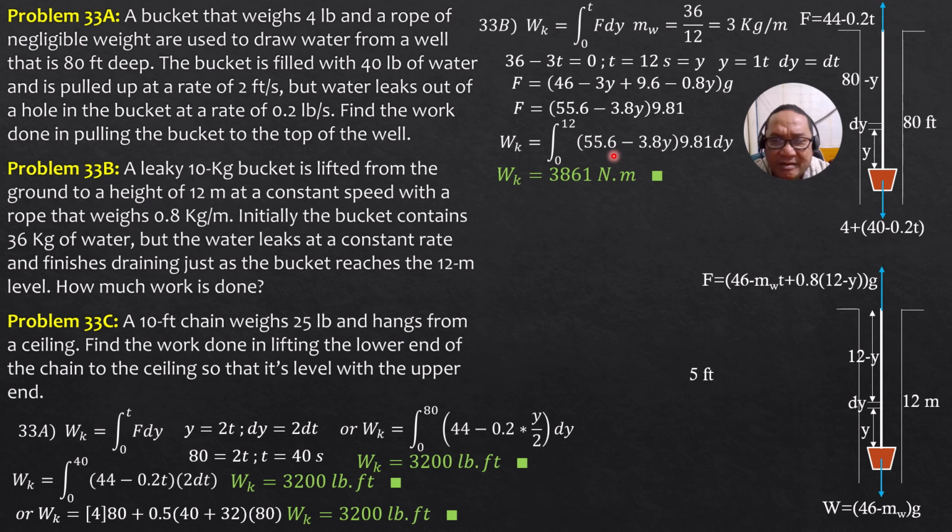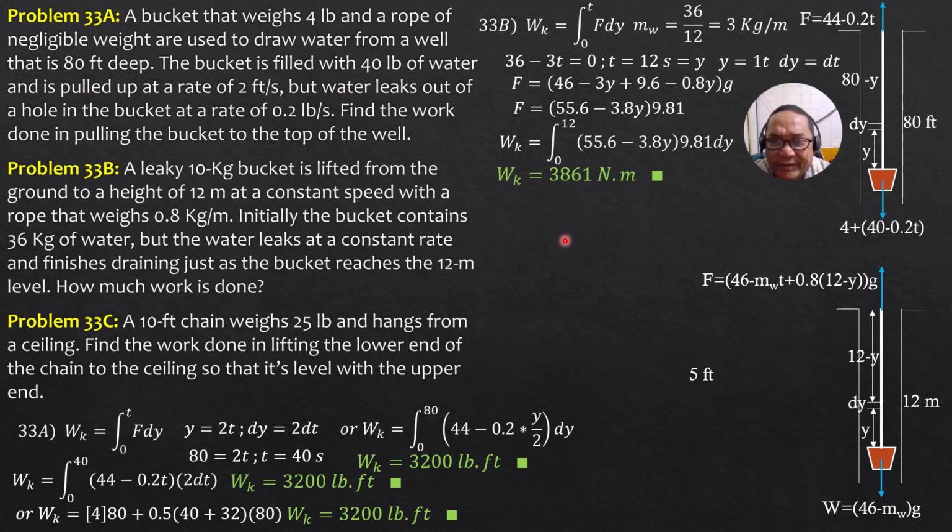We can also treat y as simply y, length of rope, and the limits would be 0 to 12 meters. So another solution is work. We just apply work equals average force times distance in this case.